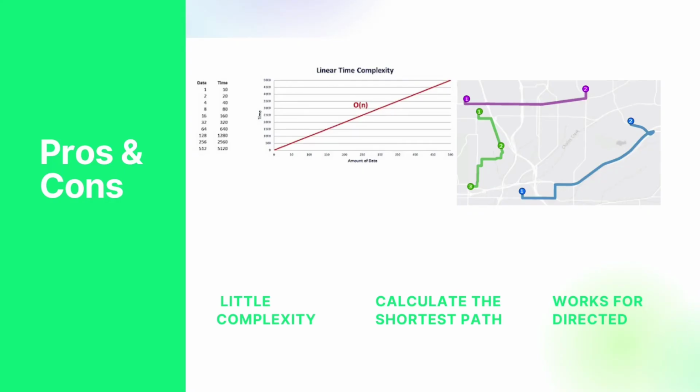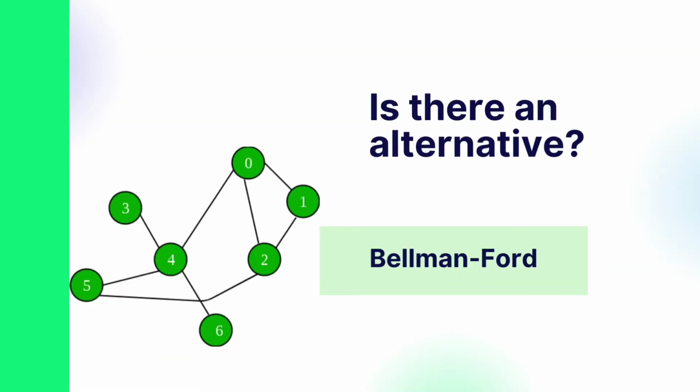About pros and cons, one of the main advantages is its little complexity, which is almost linear. It can be used to calculate the shortest path from a single node to all other nodes. It only works for weighted directed graphs, and all edges should have non-negative values. Is there an alternative? Yes, Bellman-Ford, but it tends to be slower than Dijkstra's.